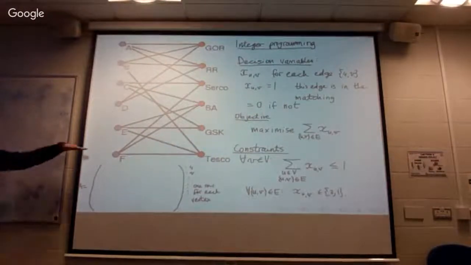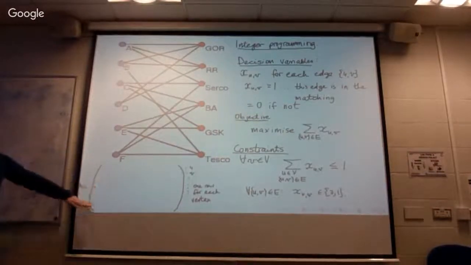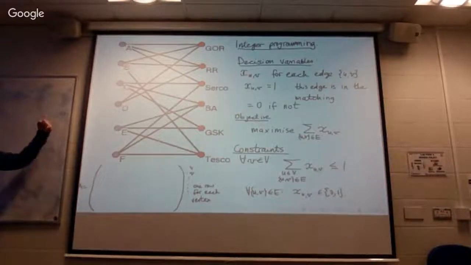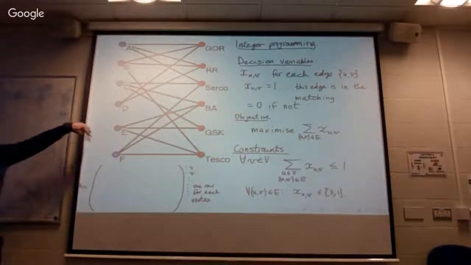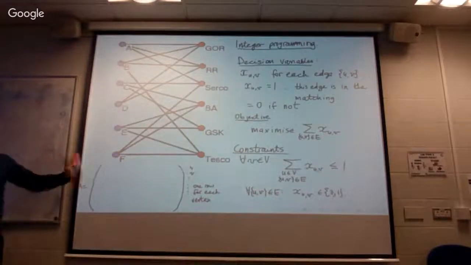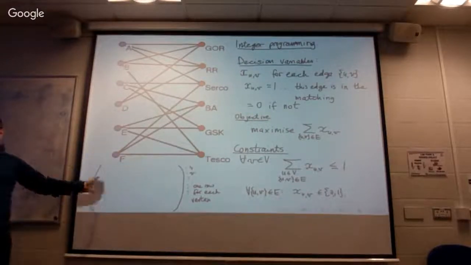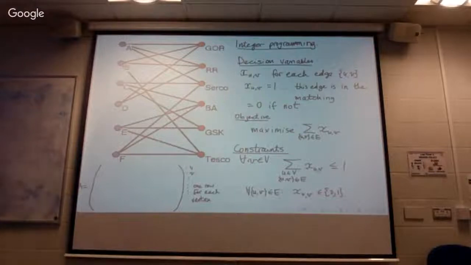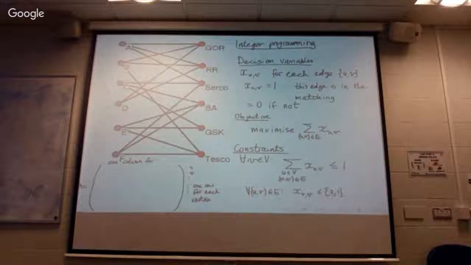For every constraint in the matrix, there's a row. For every decision variable in the matrix, there's a column. And what are the decision variables? There's one for each edge. So every edge gets a column, one column for each edge.